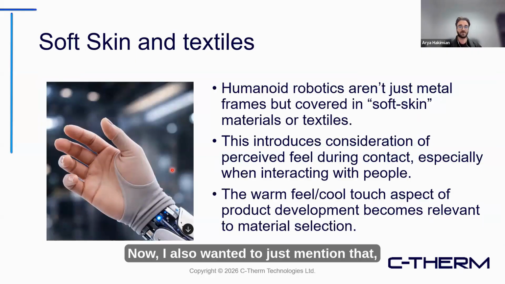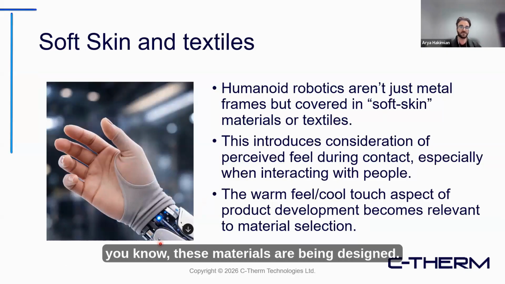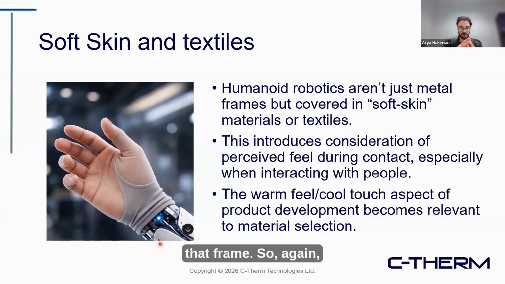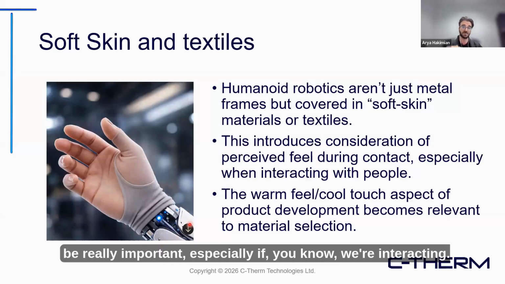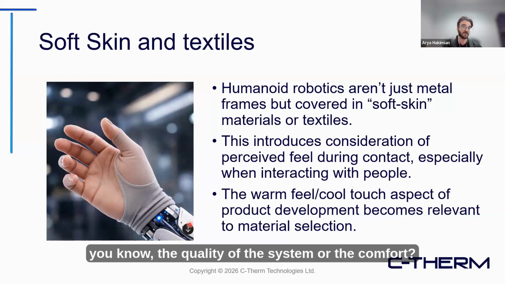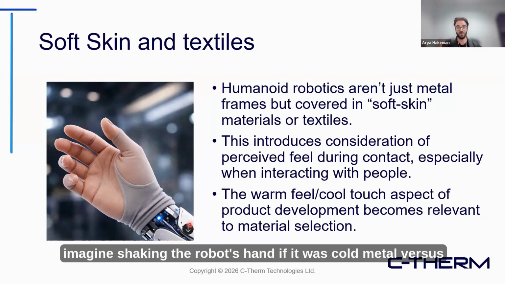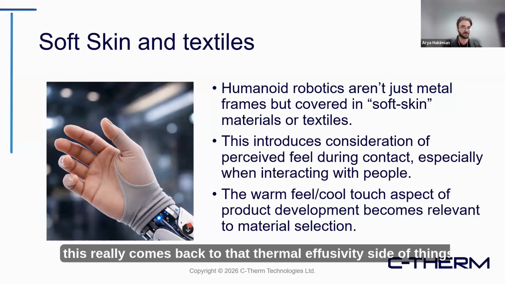Now, I also wanted to just mention that we talked about effusivity earlier in the wearables, but in robotics, these materials are being designed. They're not just metal kinetic frames. As you saw the Neo robot at the Grammys, they have some type of coating or fabric or skin, something in contact that's covering that frame. So again, the idea of that perceived feel upon contact can be really important, especially if we're interacting with these humanoid robotics. How is that going to impact your perceived quality of the system or the comfort? Imagine shaking the robot's hand if it was cold metal versus something more warmer feeling. And again, this really comes back to that thermal effusivity side of things.